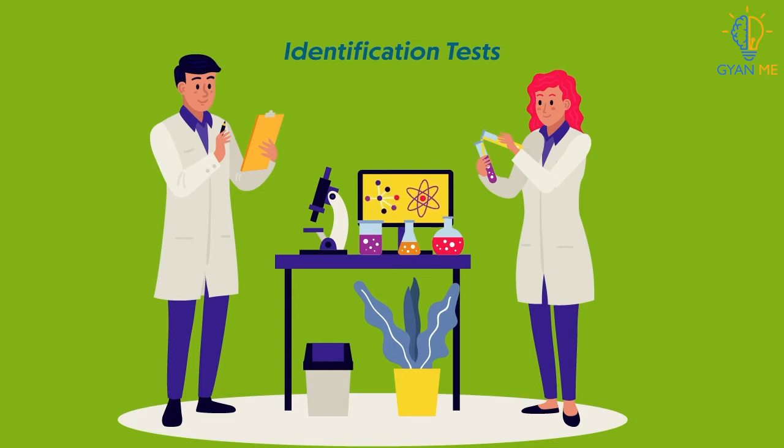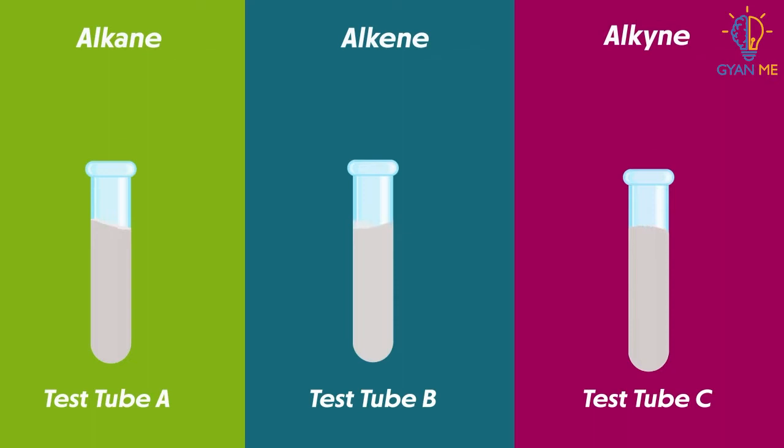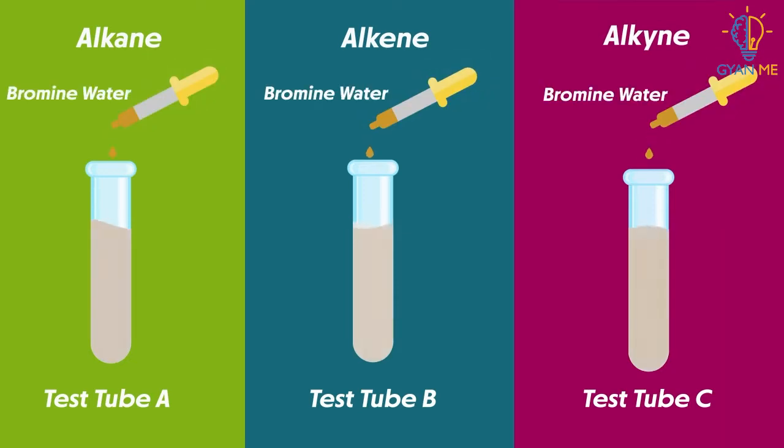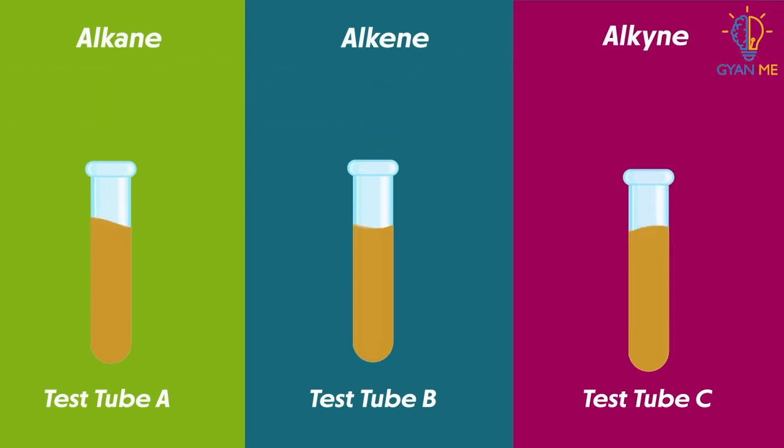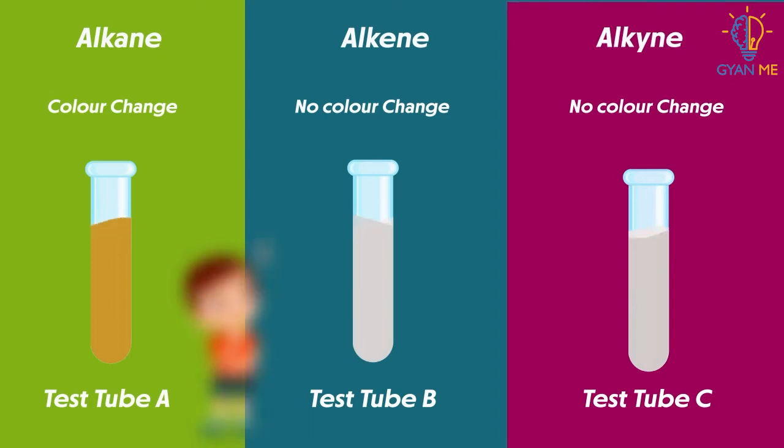Let us conduct an experiment to understand more about this test. First of all, place the solutions of alkane, alkene, and alkyne in three different test tubes. Now add a few drops of bromine water to each of these test tubes. As you can see, it is brown in color. And what happens after some time? We observe that there is a change in the color of the solution in test tubes 2 and 3. So we can say that bromine water becomes colorless from brown.